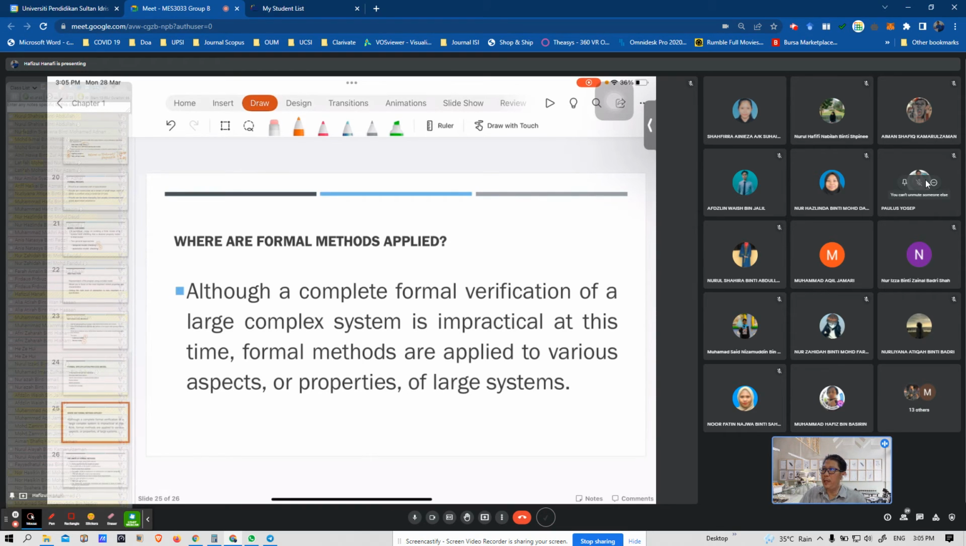Okay, where are formal methods being applied? Normally, when you talk about formal methods, we talk about formal verification. And normally, formal verification is appropriate for large and complex systems. For example, we have a train system, we have a health monitoring system. It's very large, and takes a lot of modeling and properties.